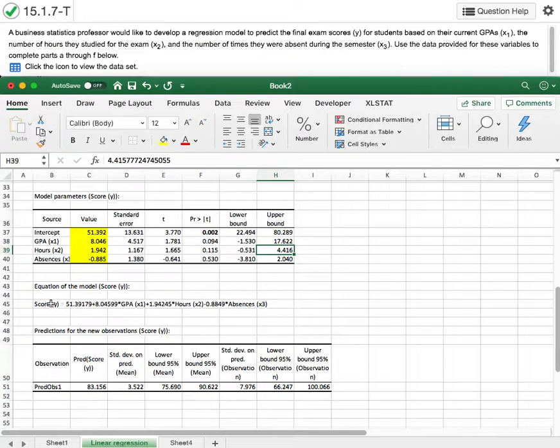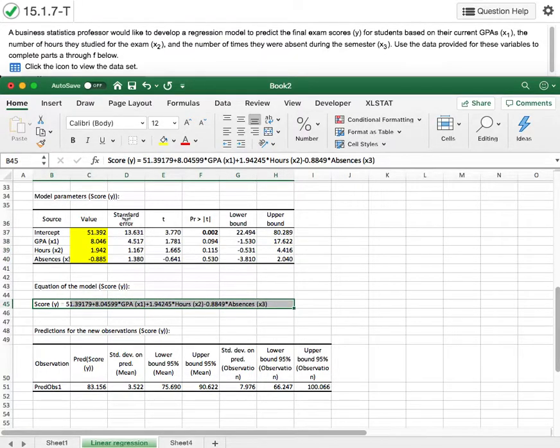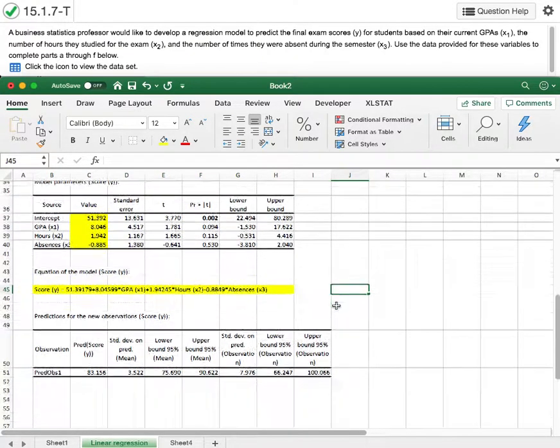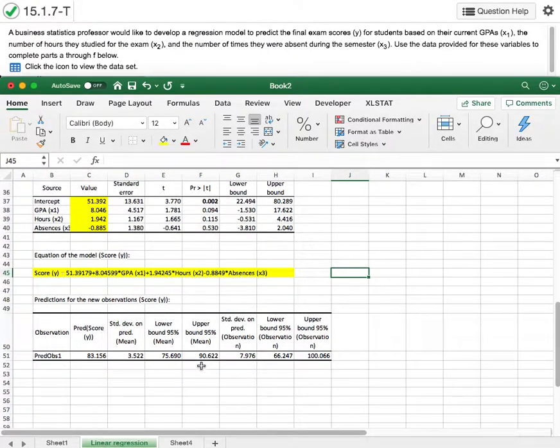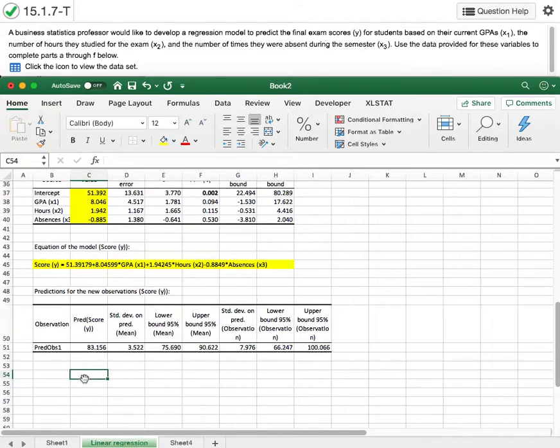And we have our regression equation here, which is what we use to calculate the predicted score based off of the scenario that we were given in the problem. And that came back with the same predicted exam score of 83.16. And here is what we're looking for as far as intervals go. So here is the confidence interval.